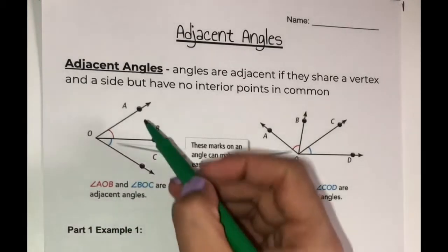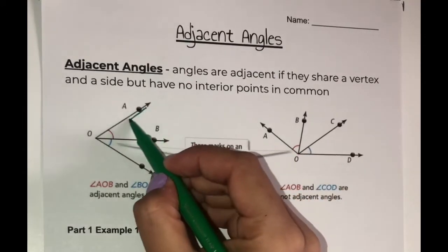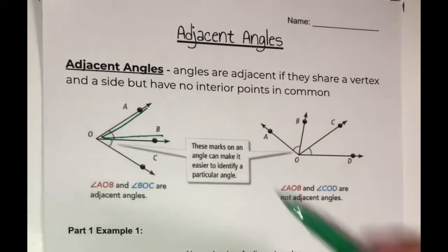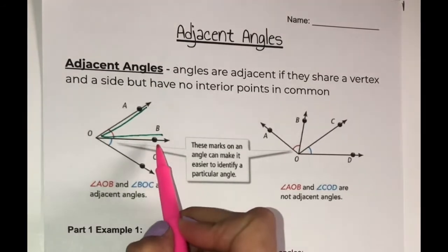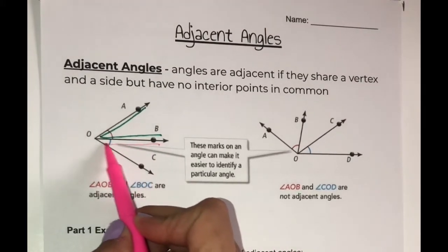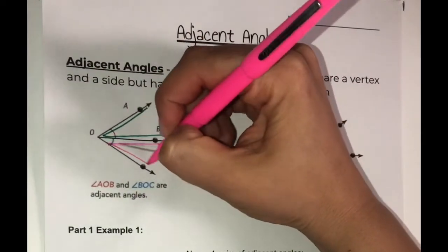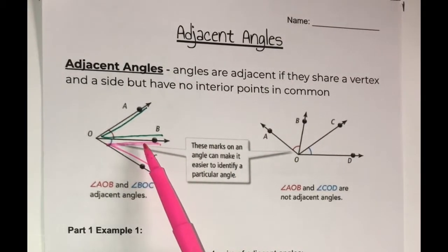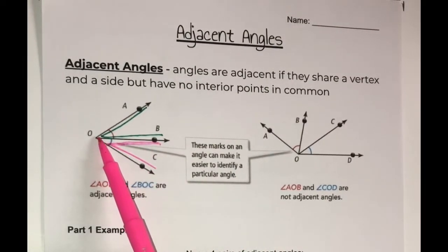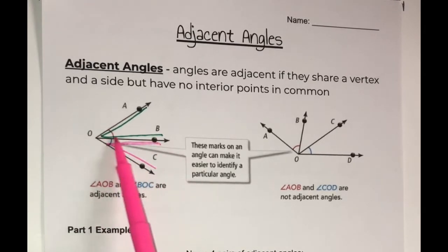So if we look at angle AOB, I'm going to mark it with a green marker, and then if we look at angle BOC, I'm going to mark it with a pink marker. So here are these two angles. They are adjacent because they share a vertex, which is right here, and they have a side in common. The side that they share is right here.